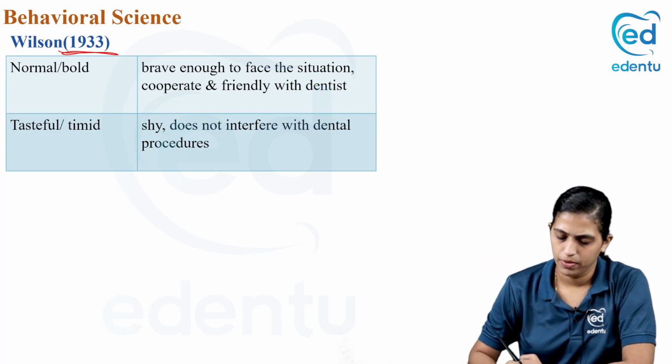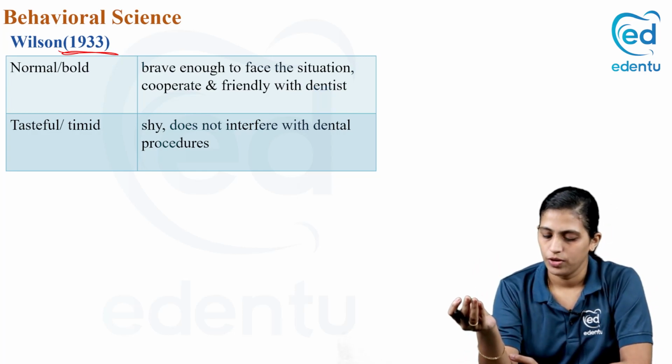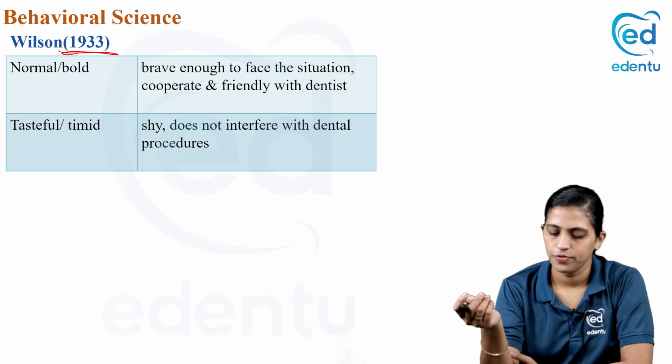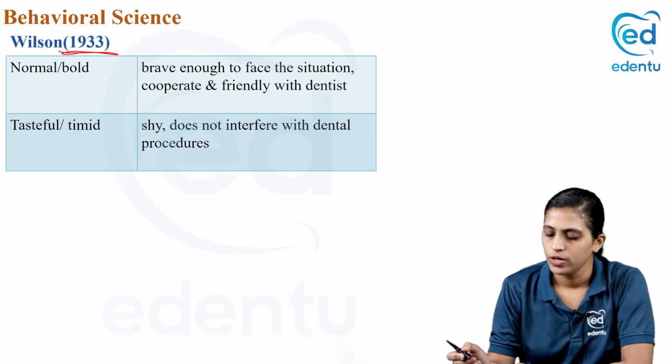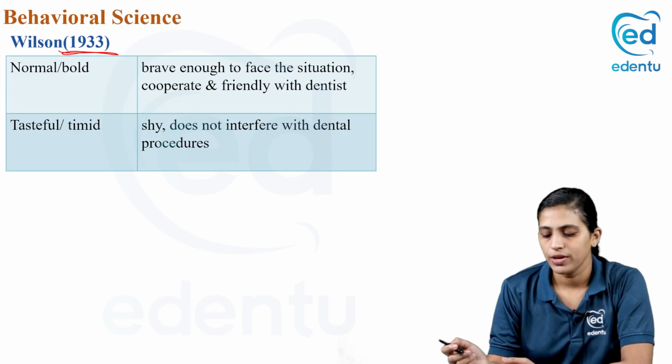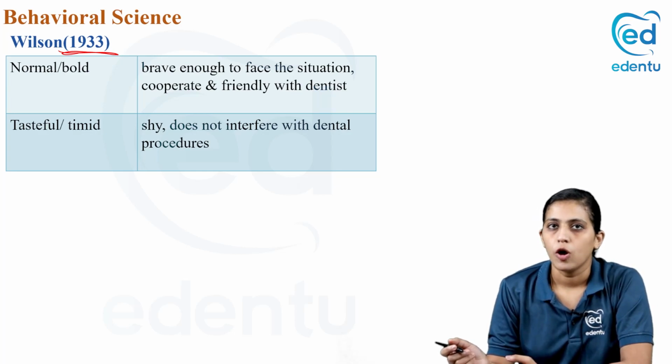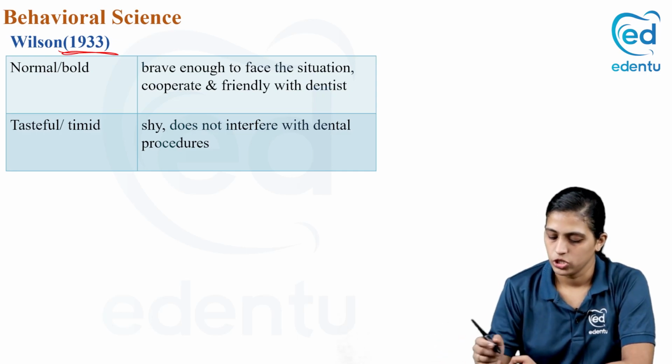There are four types of behaviors that he has observed. First one is the normal or bold. So here the child is brave enough to face the situation. He or she cooperates and is friendly with the dentist. Next is tasteful or timid type of behavior. Here the child is shy and does not interfere with any dental procedure.